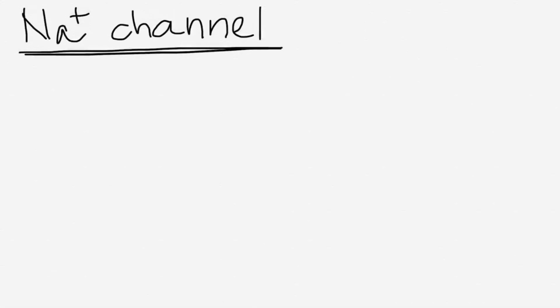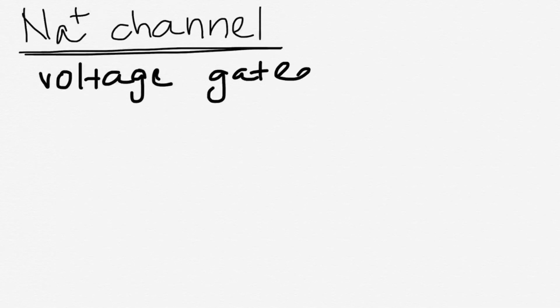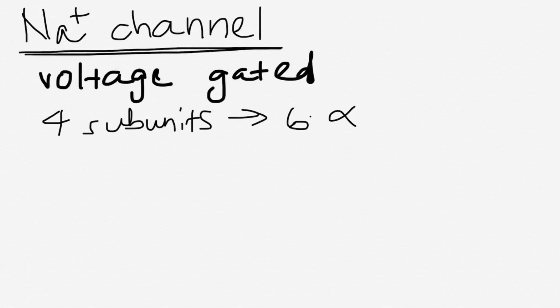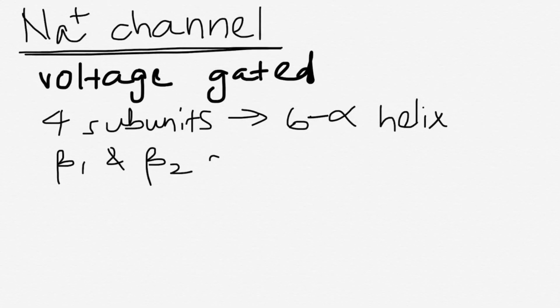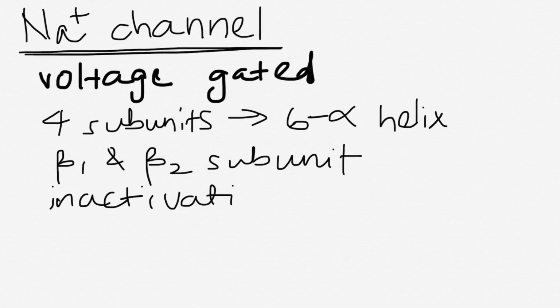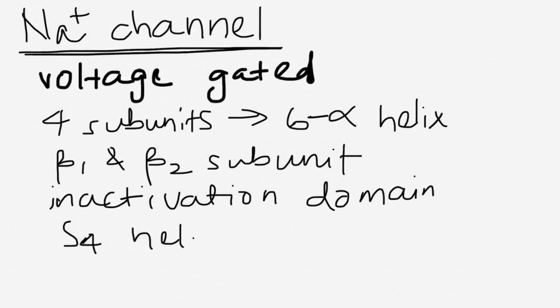The sodium channel, just like the potassium channel, is voltage gated, which means it responds to voltage. There are other gating systems also, but here we will talk about the voltage gated sodium channel. Now it also has 4 subunits, each consisting of 6 membrane spanning alpha helices. It also has 2 beta subunits, 2 beta sheets which are called beta 1 and beta 2, and they make the inactivation domain, which was not present in the potassium channel. We'll look into its function very soon. Here also the S4 helix acts as the voltage sensor.